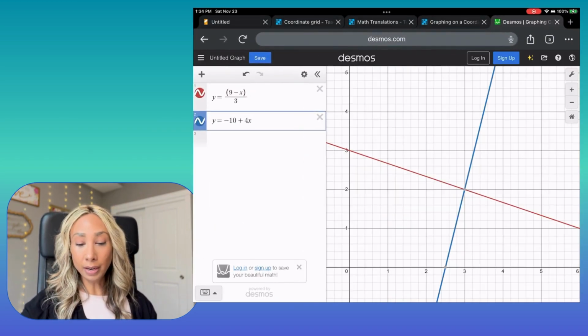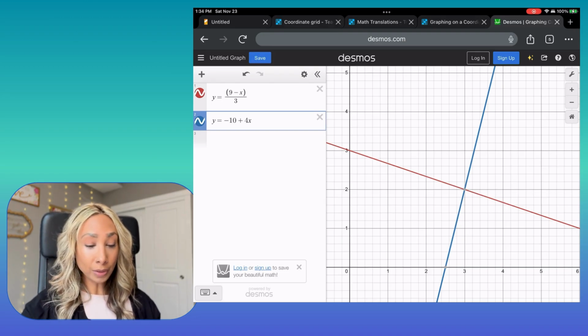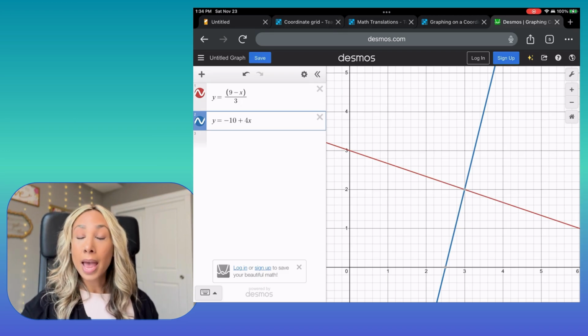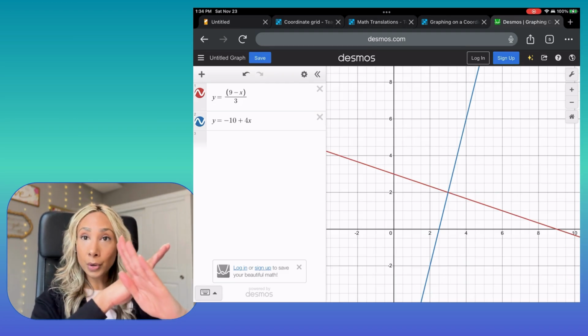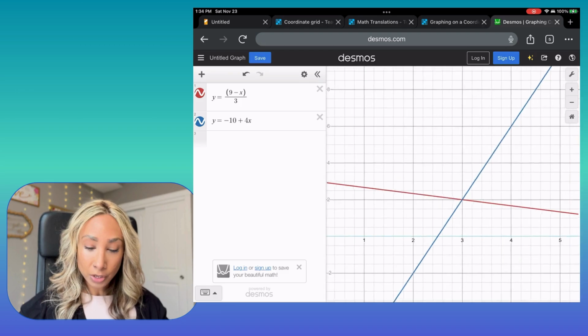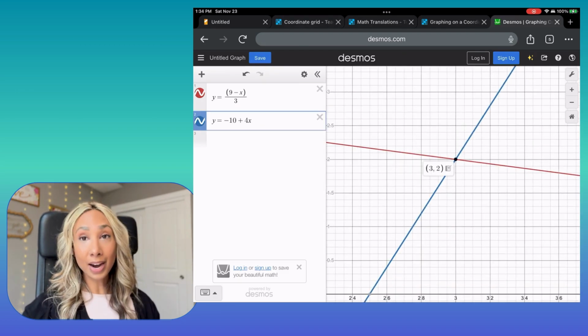What I'm going to do is actually use this calculator here called Desmos. I'll leave a link in the description for you, but you can see I've typed in both my equations and we have our graph. And like I said last time, it's two linear equations and we can see where they cross. So let's go ahead and tap that one. And there is our solution.